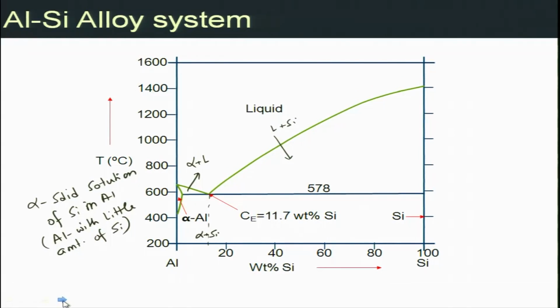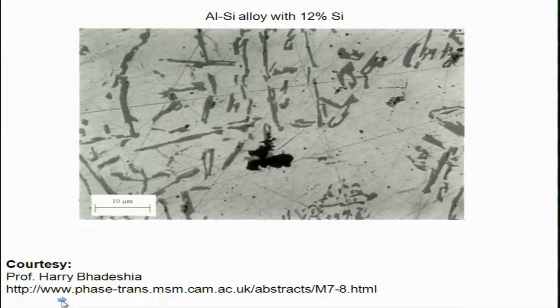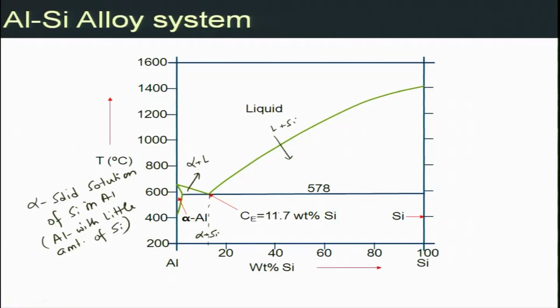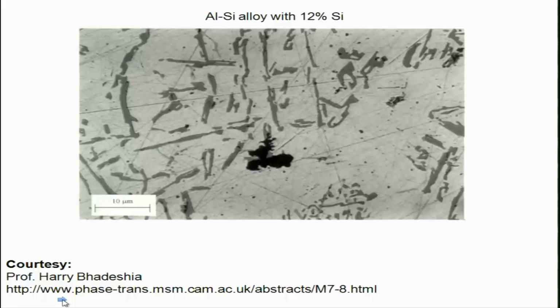this is for example, courtesy Professor Hari Bhadeshia from Cambridge University. So, this is an aluminum silicon alloy with 12% silicon. 12% silicon is very close to eutectic composition. So, what we must observe is basically a eutectic mixture of alpha aluminum and silicon. So, what you see here is alpha aluminum and silicon, you see a two phase mixture. So, in this two phase mixture, this is the silicon and this is aluminum.